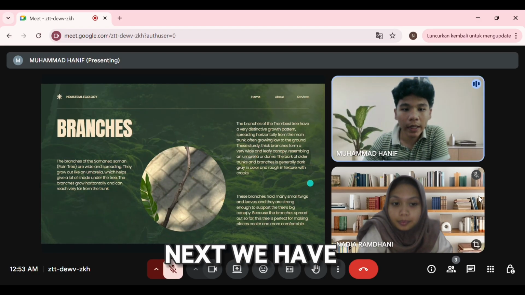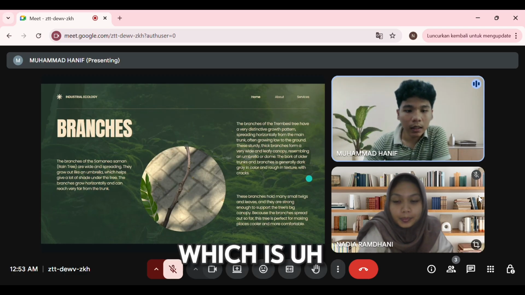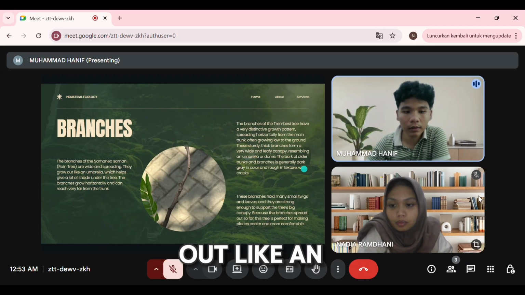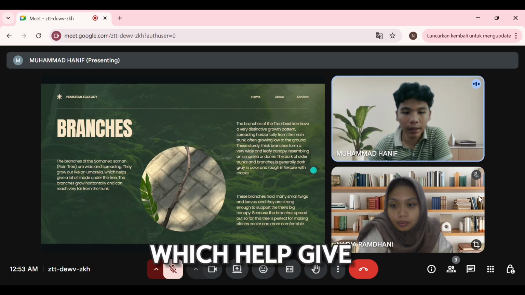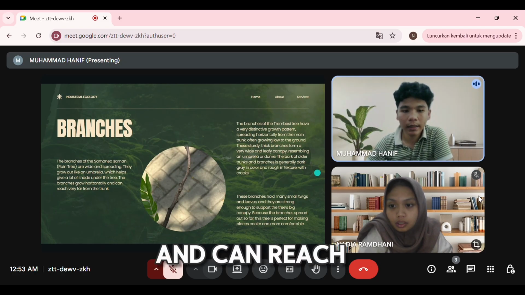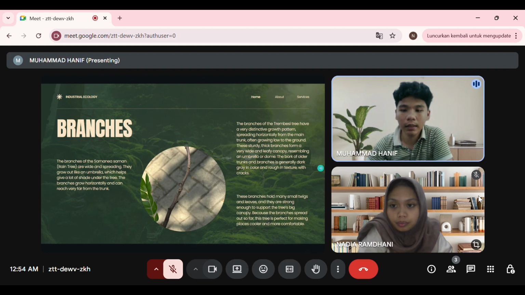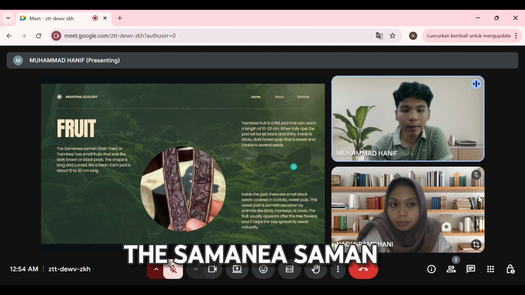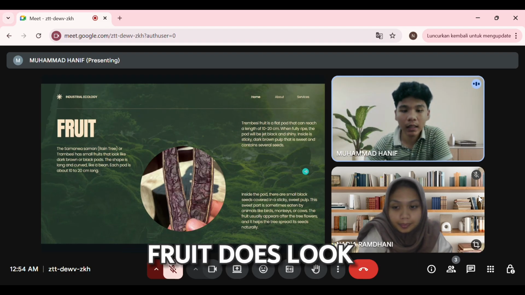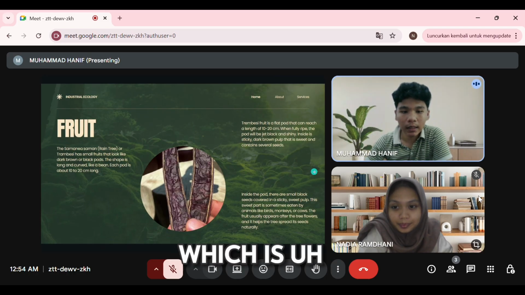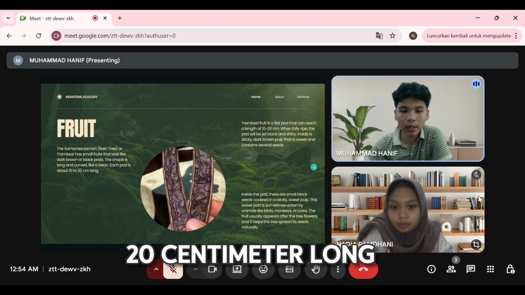Next. Okay, next we have branches. The branches of Samanea saman are wide and spreading, and they grow out like an umbrella, which helps give a lot of shade under the tree. The branches grow horizontally and can reach very far from the trunk. Next slide. Last we have fruit. The Samanea saman or Trembesi has fruit that looks like dark brown or black pods, long and curved like a bean. Its pod is about 10 to 20 centimeters long.